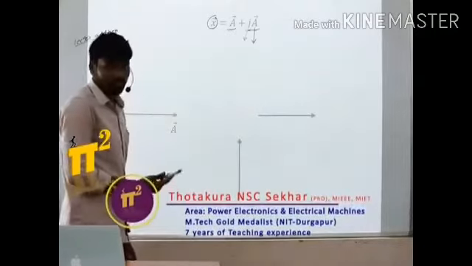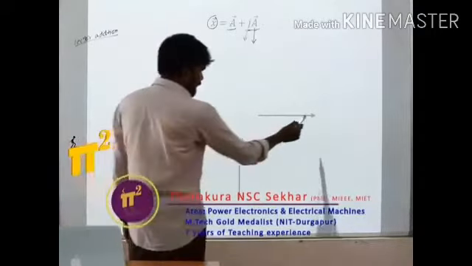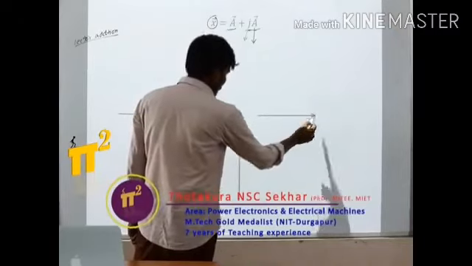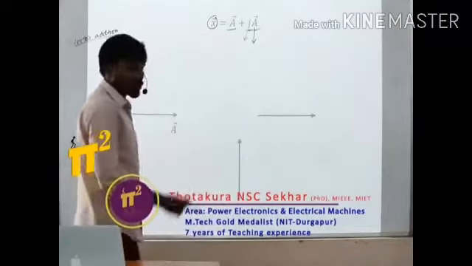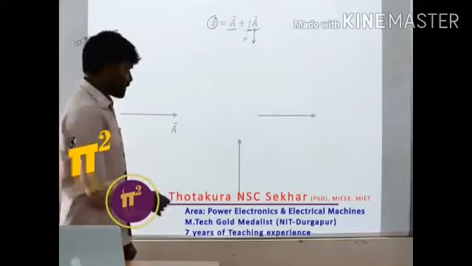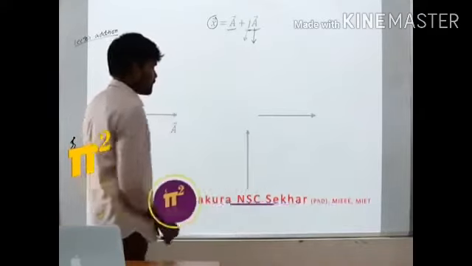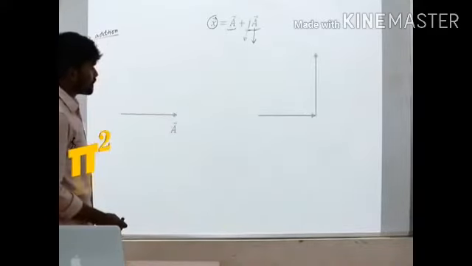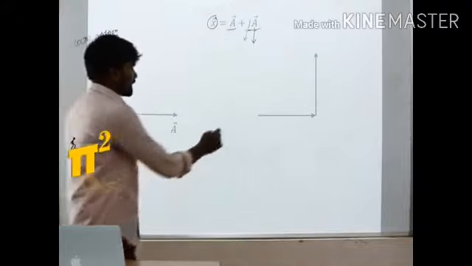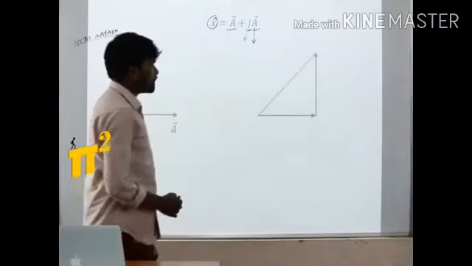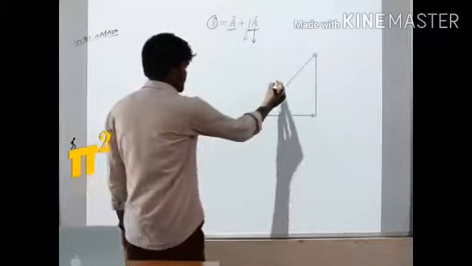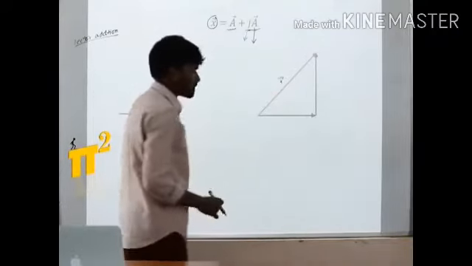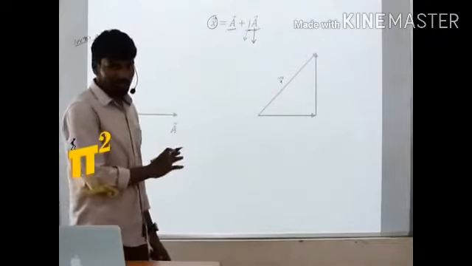Addition of two vectors means what? Adding this head to the tail. Join the head and tail. So the resultant is x. This is x. I hope vector addition is clear.